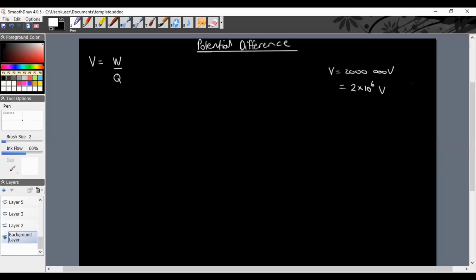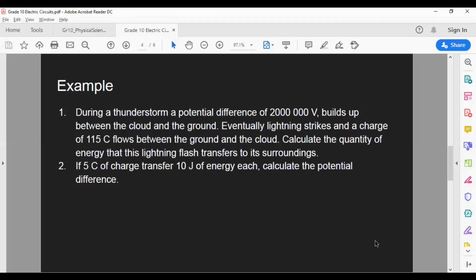Okay, going back to the example, volts up between the cloud and the ground. Eventually, lightning strikes and a charge of 115 coulombs flows between the ground and the cloud. Calculate the quantity of energy that this lightning flash transfers to its surroundings.